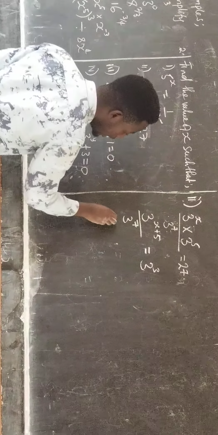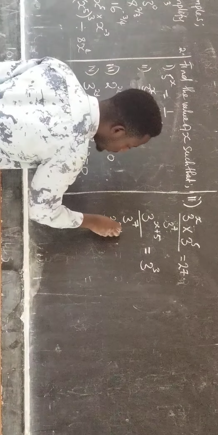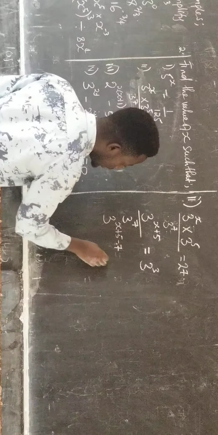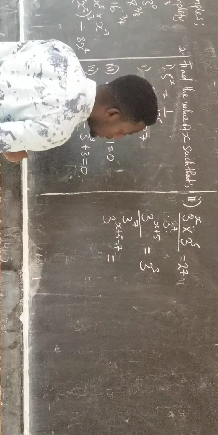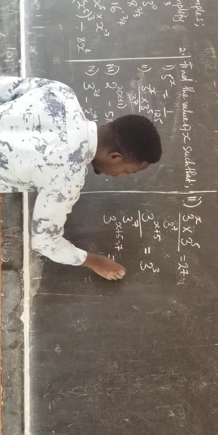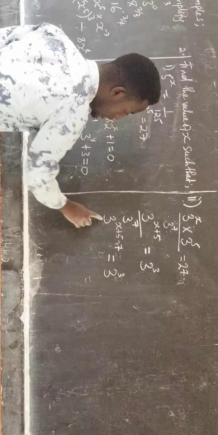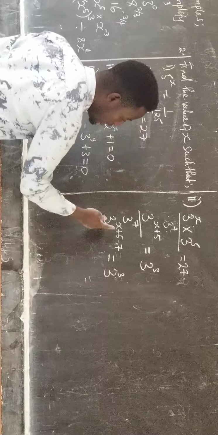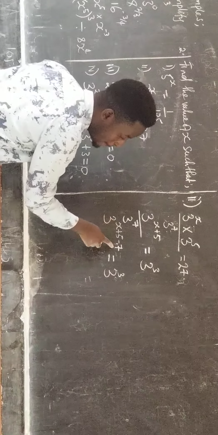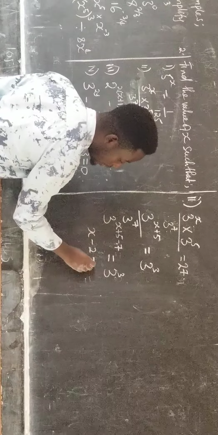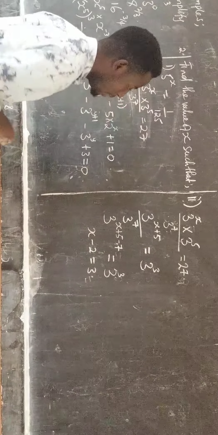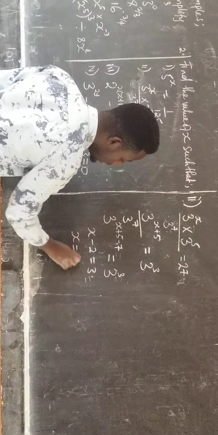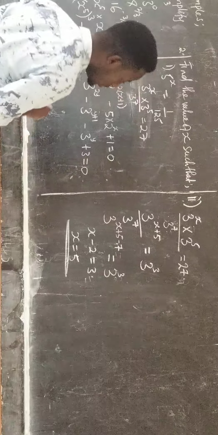I just subtract the powers. So this one will be 3 power x plus 5 minus 7, and this one is equal to 3 power 3. Since the bases are the same, I'm going to equate the powers. So x minus 2 is equal to 3. If I move 2 to the other side, x is going to be equal to 5.